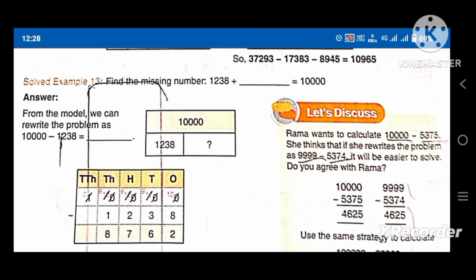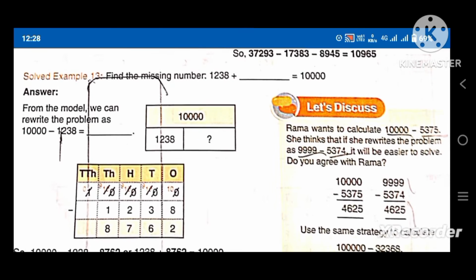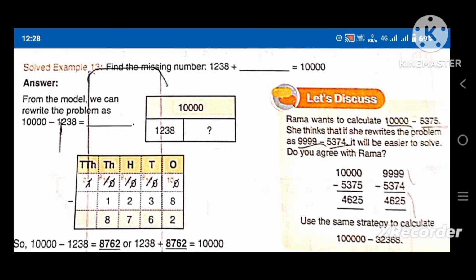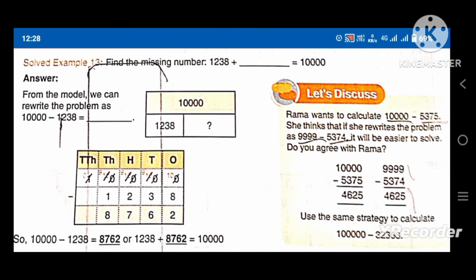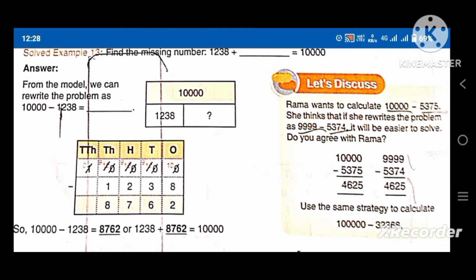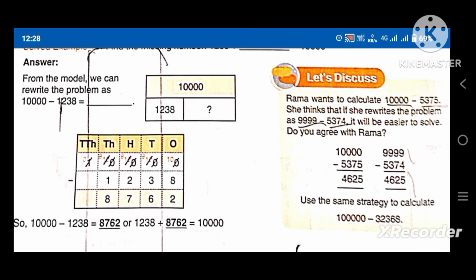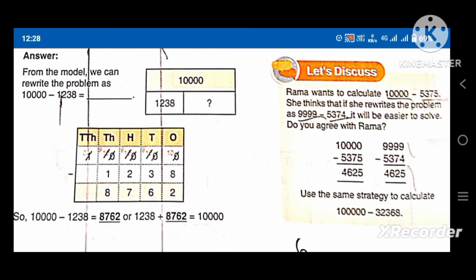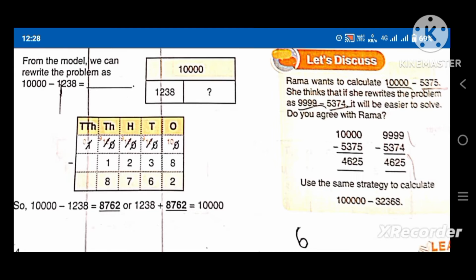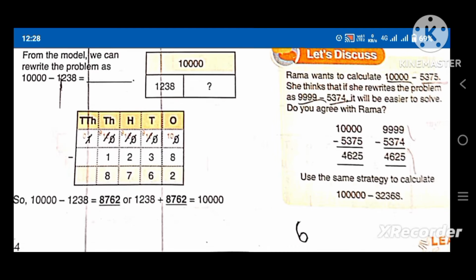10,000 minus 5,375 is equal to 4,625. 9,999 minus 5,374 is equal to 4,625. Use the same strategy to calculate 1 lakh minus 32,368.